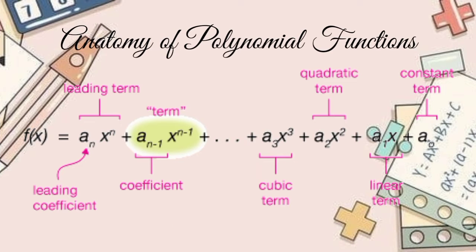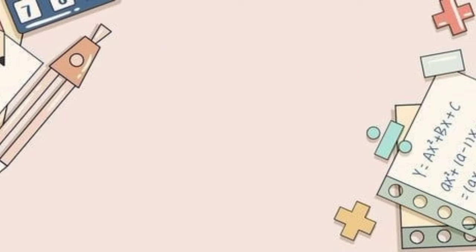So, let's talk about the anatomy of a polynomial function, where a sub n is called the leading coefficient, and these two are called the leading term, and the other terms are called by their degree or exponent. So, if it's 3, we call it cubic term. If it's 2, we call it quadratic term. If it's 1, we call it linear. If it's 0, we call it constant term.